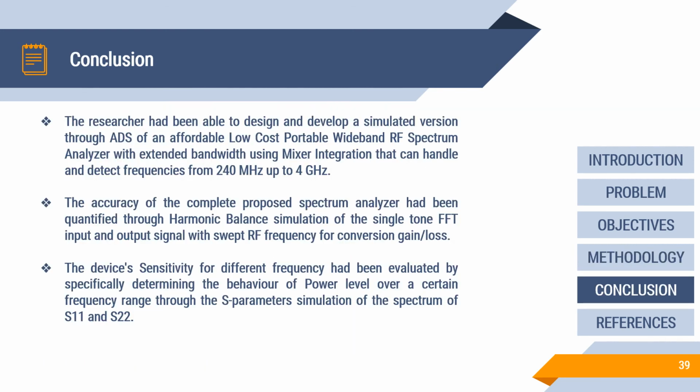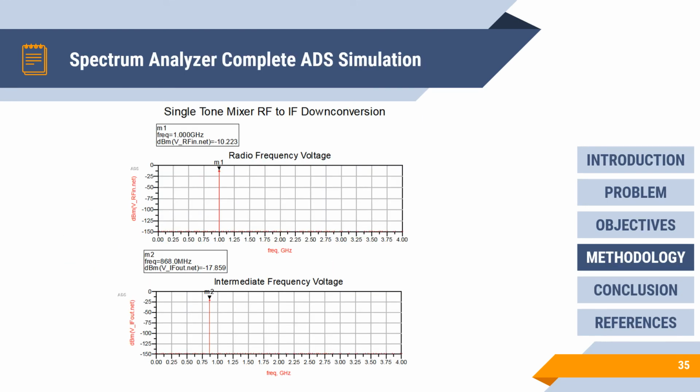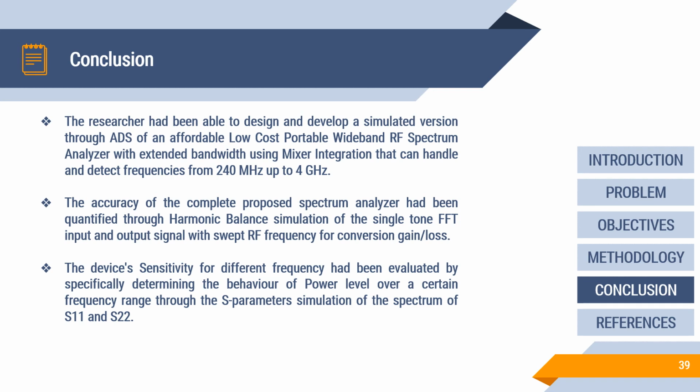In conclusion, the researcher had been able to design and develop a simulated version through ADS of an affordable, low-cost portable wideband RF spectrum analyzer with extended bandwidth using mixer integration that can handle and detect frequencies from 240 MHz up to 4 GHz. The wideband receiver originally can detect frequencies from 240 MHz to 960 MHz. As seen in slide 35, an input signal of 1000 MHz had been downconverted to 868 MHz, which is a frequency within the range measurable by the receiver with acceptable diminution.